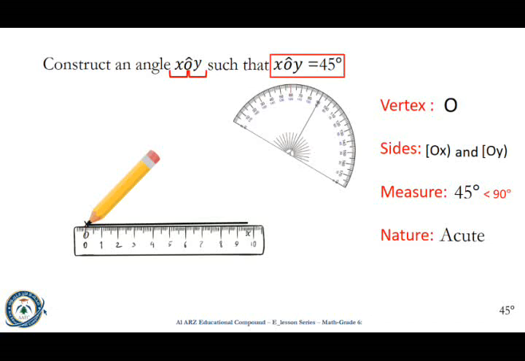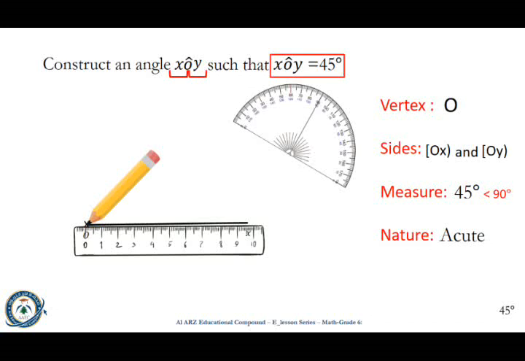Now what's the measure of this angle? The measure is 45 degrees. Is it less than or greater than 90? Yes, it is less than 90 degrees. So what's the nature of this angle? Is it acute or obtuse? It is an acute angle, less than the right angle. Excellent. Let's start now.